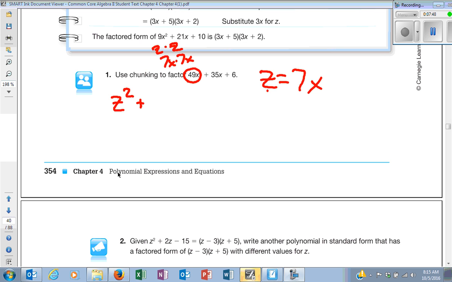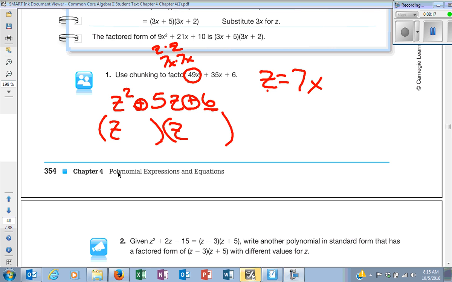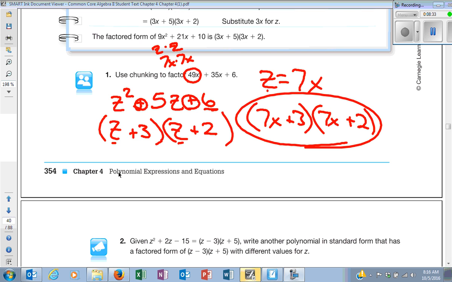Plus, how many times does 7x go into 35? So I need 5 z's plus 6. Now I factor my double bubble way. Z, z, two numbers that multiply to 6, but this time add to 5. And they're both going to be positives. So plus 3, plus 2. Right, Joel? And then I go and I replace my z's and I make them 7x plus 3 and 7x plus 2. And there would be my two factors.